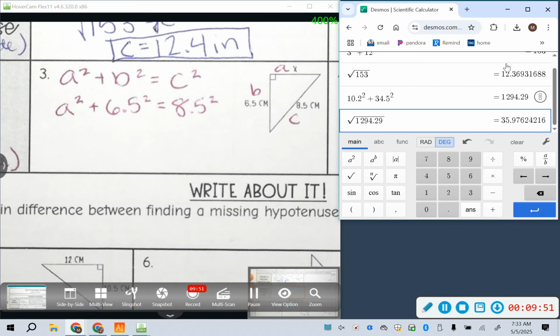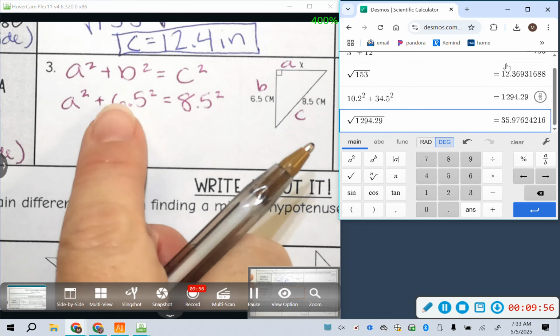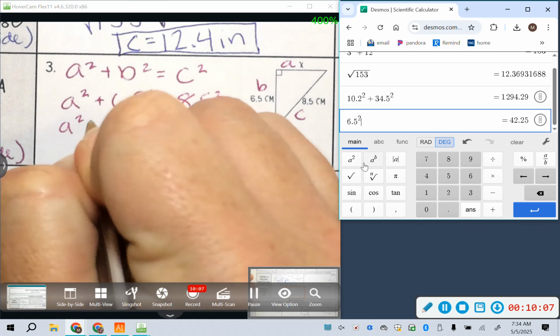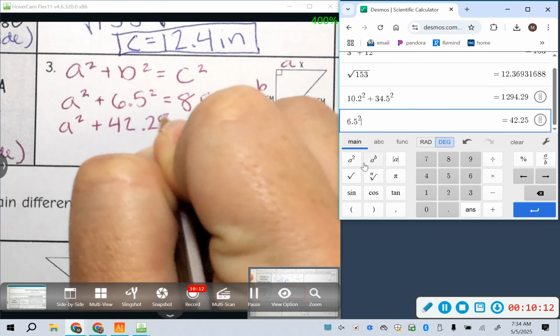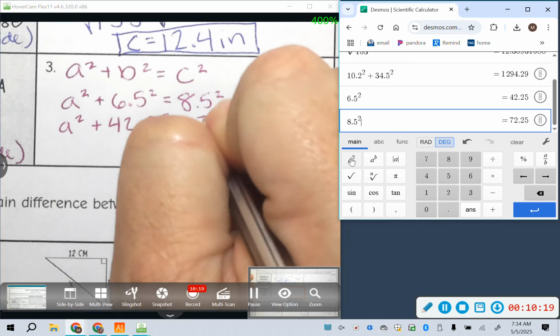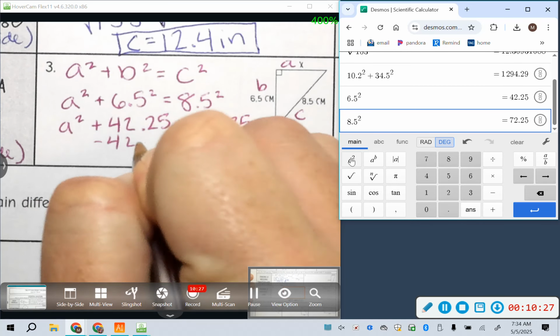What should we do next? So we can do one of two things. We can just say subtract and leave the squared, or we can simplify the squared. So let's go ahead and simplify the squareds just to make it a little less confusing. So 6.5 squared gives me 42.25. So we're going to rewrite this a squared plus 42.25 equals, if we do 8.5 squared, we get 72.25. And now we'll subtract. So we're going to do minus 42.25.